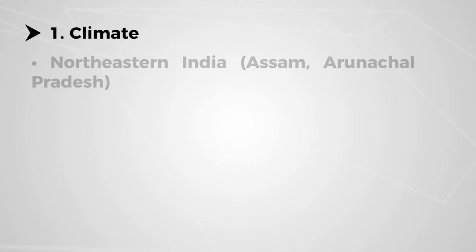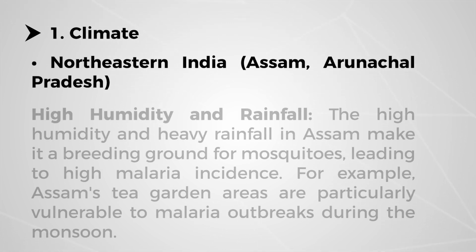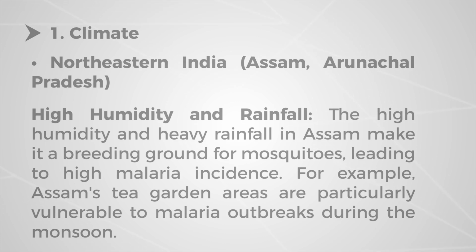Then we have northeastern India, like Assam and Arunachal Pradesh, with high humidity and rainfall. The high humidity and heavy rainfall in eastern India, particularly Assam and Meghalaya, make it a breeding ground for mosquitoes, leading to high malaria incidence. For example, Assam's tea garden areas are particularly vulnerable to malaria outbreaks during the monsoon period.